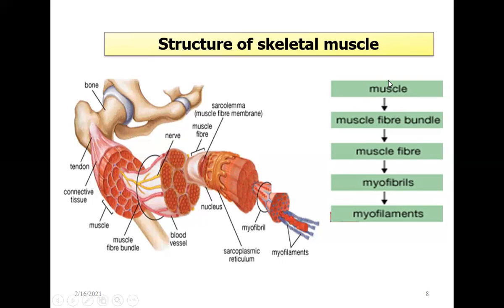Here it has been shown again. Muscle is made up of many muscle fibers. Each muscle fiber is made up of many myofibrils, and each myofibril is made up of myofilaments, which are of two types: actin and myosin.